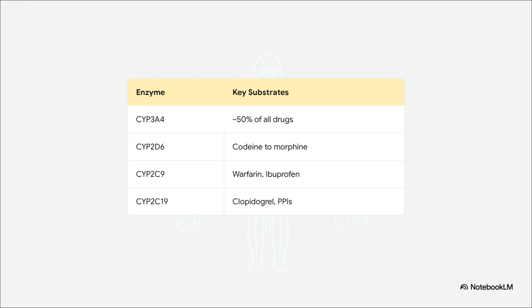Doing the heavy lifting of this metabolism is the liver's highly specialized army, the cytochrome P450 system. Now, CYP3A4 is the absolute heavy lifter here. It metabolizes roughly 50% of all drugs on the market, including statins and a ton of antibiotics. Meanwhile, CYP2C9 is the exact enzyme actively breaking down our glowing ibuprofen molecule right now.